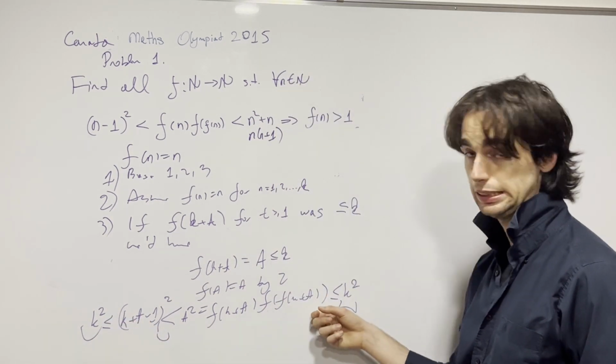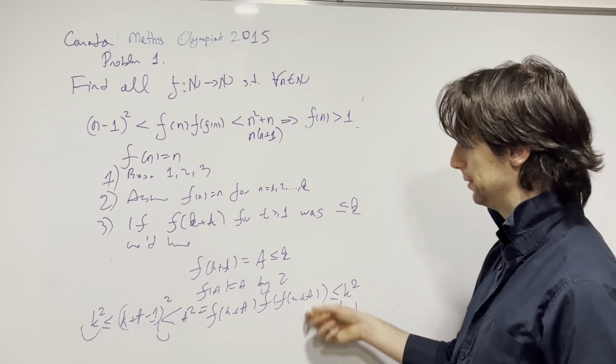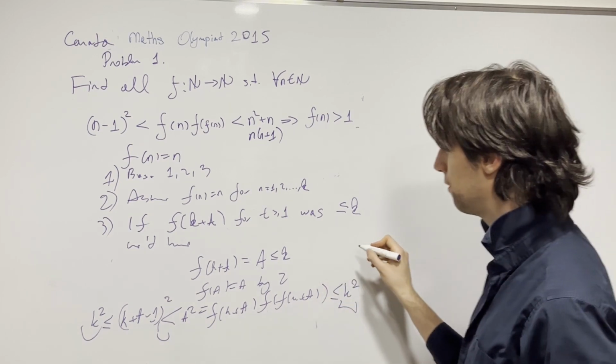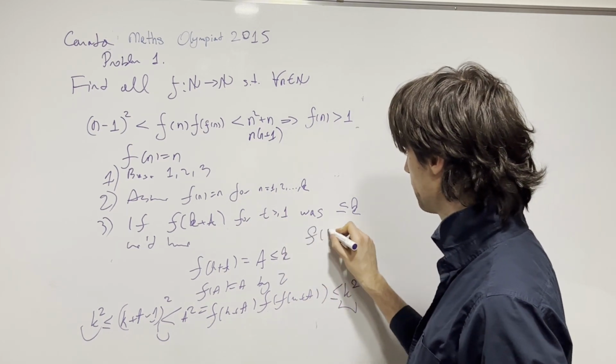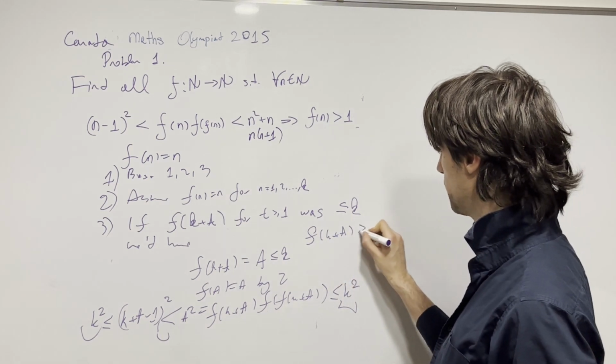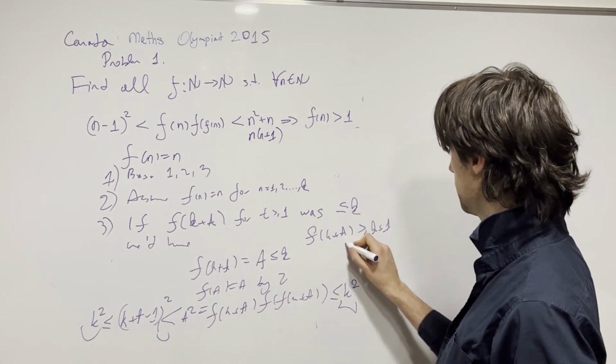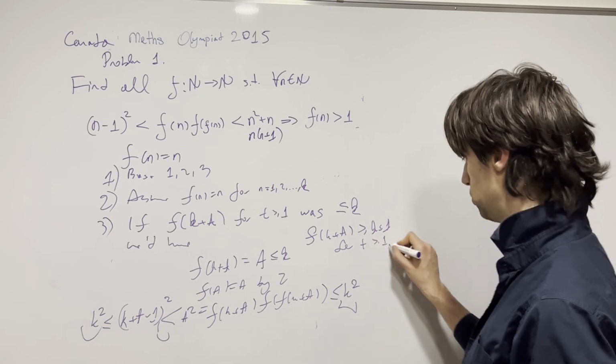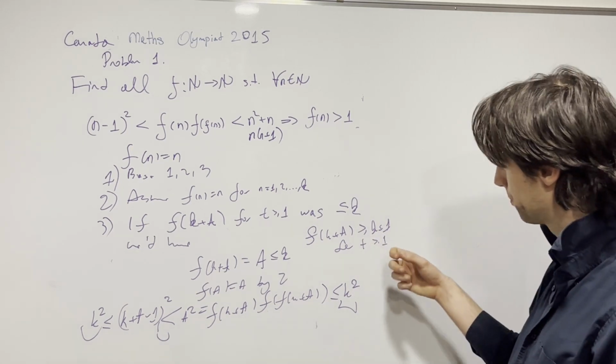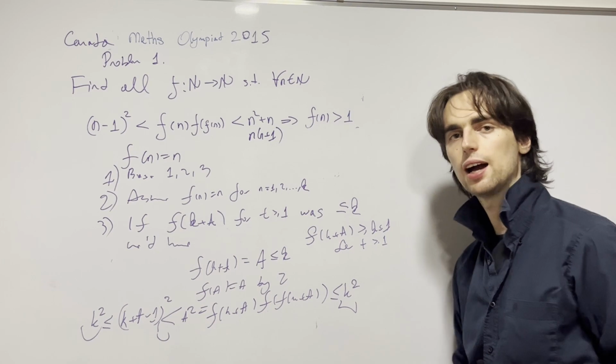And we have k squared is strictly greater than k squared, a contradiction. So now with this, what does that give us here? It gives us that f of k plus t is going to be greater than or equal to k plus 1 for t greater than or equal to 1. Okay, and now we're ready to tackle our big thing.